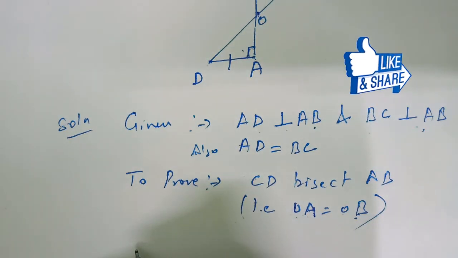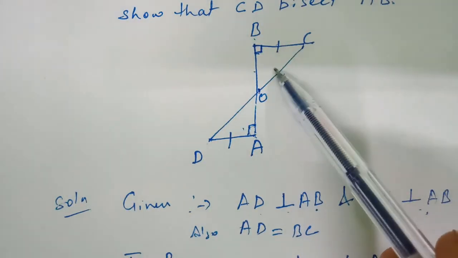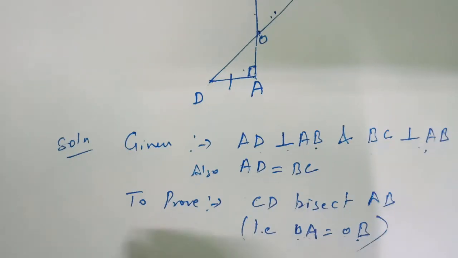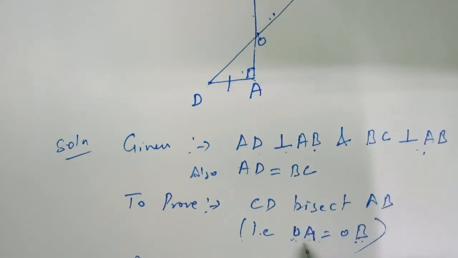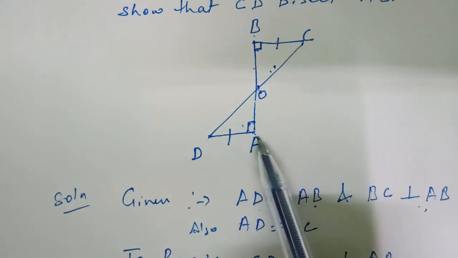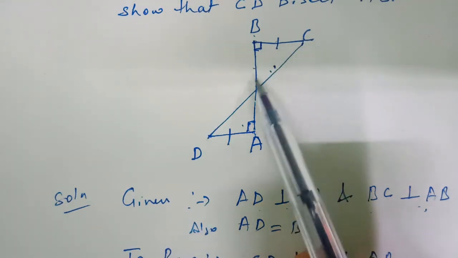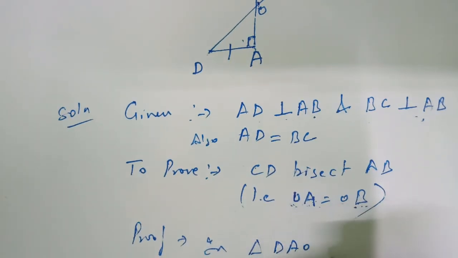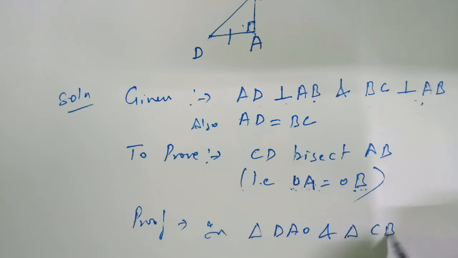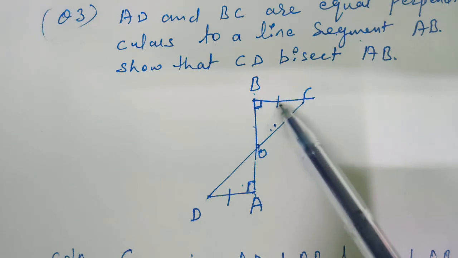No need to do any construction because we are observing two triangles. We just have to consider these two triangles and find three equal parts. So proof. In triangle, we have to prove OA equals OB. So let us find in which triangle OA lies. OA is lying in triangle DAO and OB is lying in triangle CBO. So we are going to consider these two triangles. In triangle DAO and triangle CBO, we have to write the three equal parts. So let us first identify in the figure.